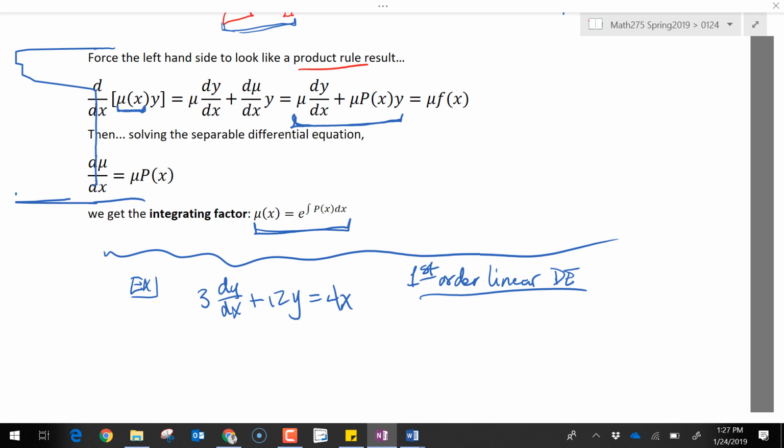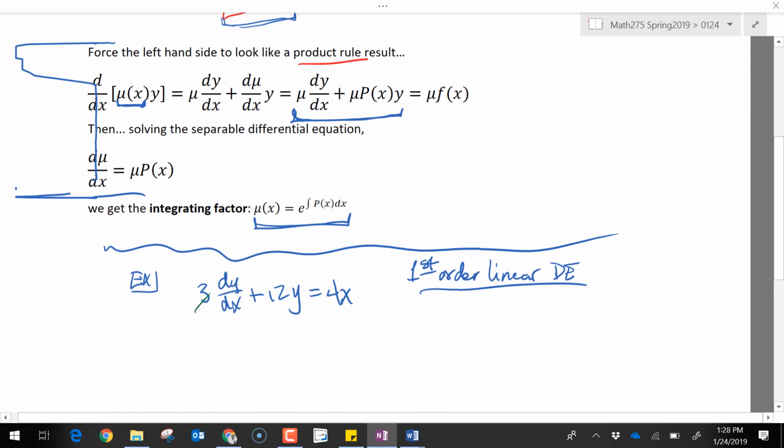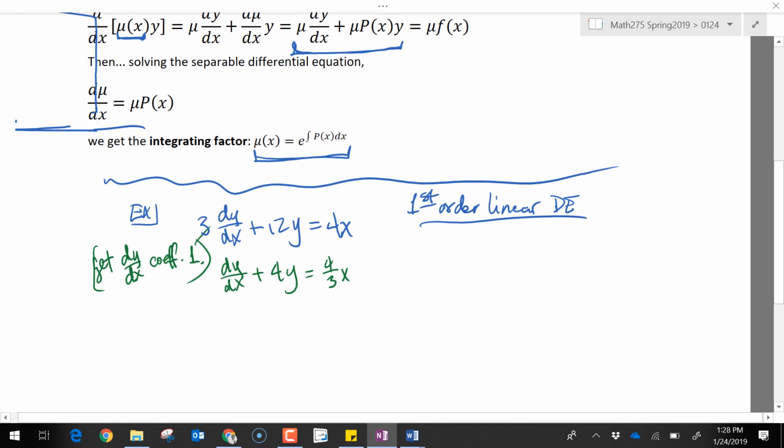So what's the first step? Yeah, divide by 3. So this would be dy/dx plus 12 over 3 is 4. So we get dy/dx with coefficient 1. So now it has a coefficient of 1.